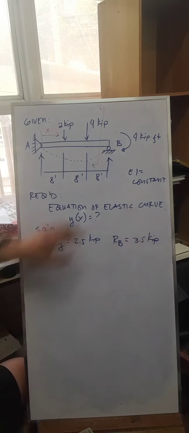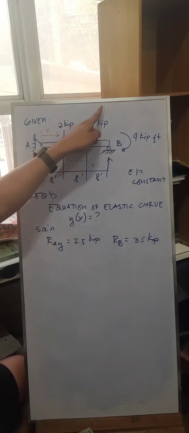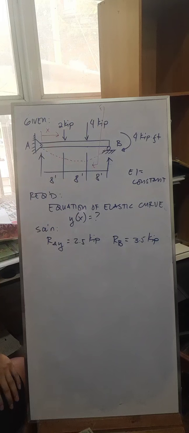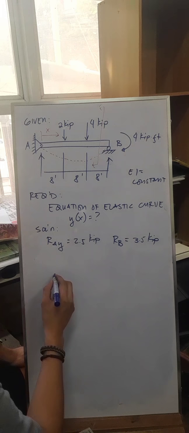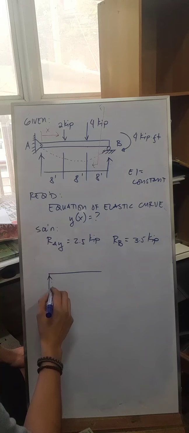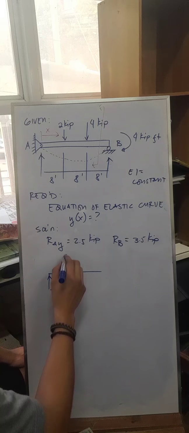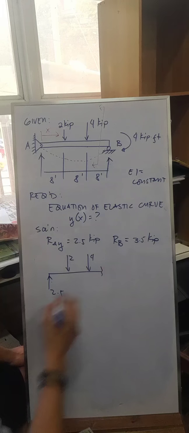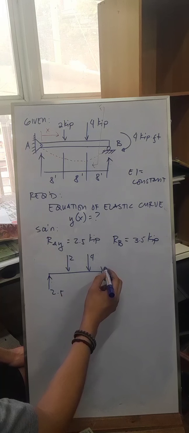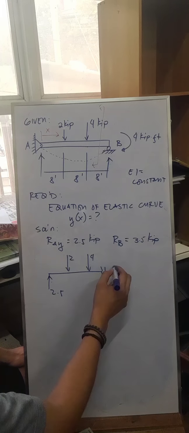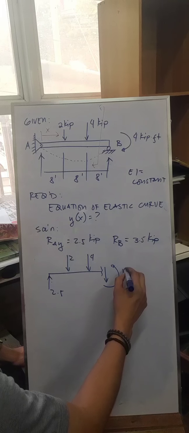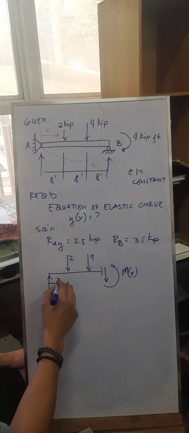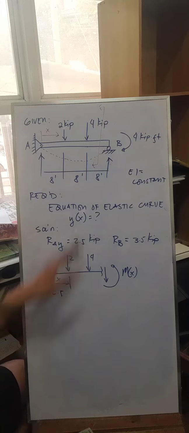For the moment equation, you can make use of the left portion of this particular section. So this section will look like this. First we have a reaction which is 2.5. You will have a force of 2 kips, and another force of 4. Then this is your section. For your section, you'll have the shear directed downward, then the moment directed counterclockwise. That's your moment as a function of your distance x. This is a free body diagram of the section.